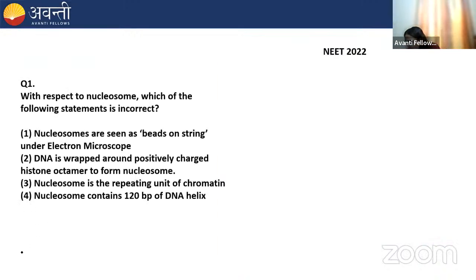Now let's discuss the questions. Question number 1 says, with respect to nucleosome, which of the following statements is incorrect? They're asking about the incorrect statement. Number 1: nucleosomes are seen as beads on a string under the electron microscope. Second, DNA is wrapped around the positively charged histone octamer to form a nucleosome. Third, nucleosome is the repeating unit of chromatin. Fourth, nucleosome contains 120 base pairs of DNA helix. Quickly answer what you think the correct option will be.